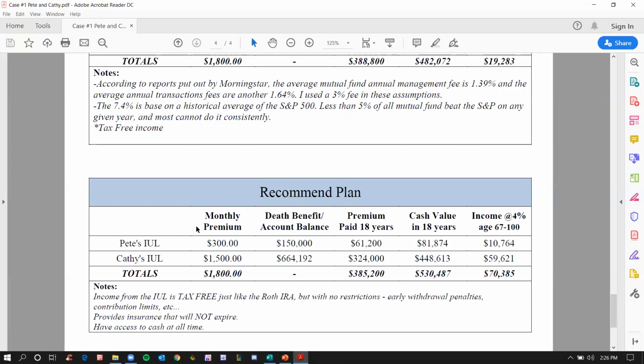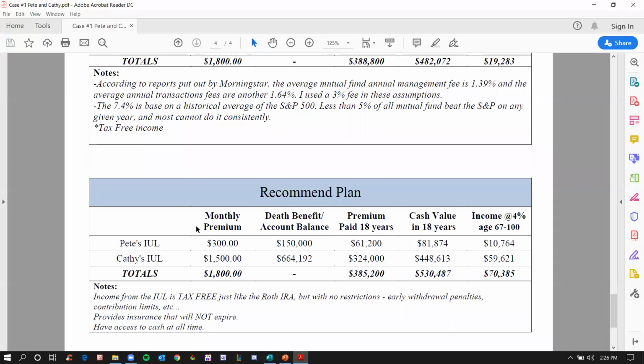Okay. The remaining of the money we're going to put in Kathy, because Kathy's healthy and younger, and she's a woman, so she gets better rates, of course. So that will buy her about $700,000 of death benefit. And over the next 18 years, she's going to spend about $324,000 in premiums. The best part is, at the end of the 18 years, she'll have about $500,000 of cash value just in her own policy, and that will give her an income of about $60,000 a year.